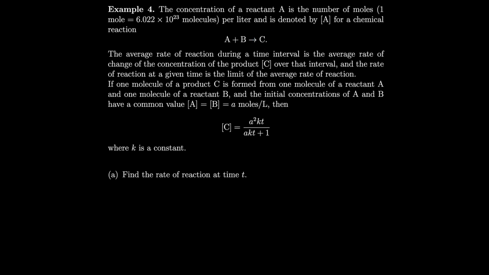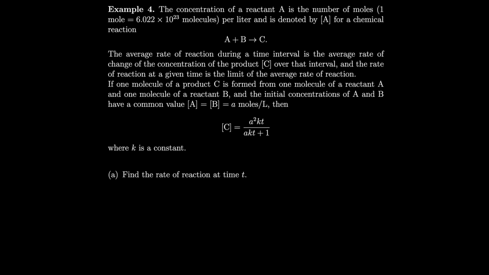The average rate of reaction during a time interval is the average rate of change of the concentration of the product over that interval, and the rate of reaction at a given time is the limit of the average rate of reaction. So our average rate of reaction is the slope of the secant line, that's our average rate of change, and the rate of reaction is the limit, so the rate of reaction is the derivative.